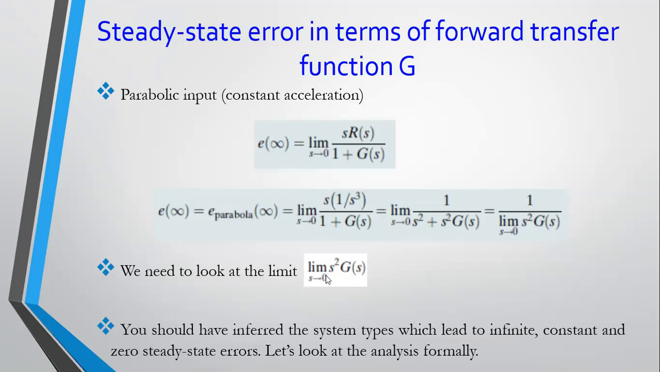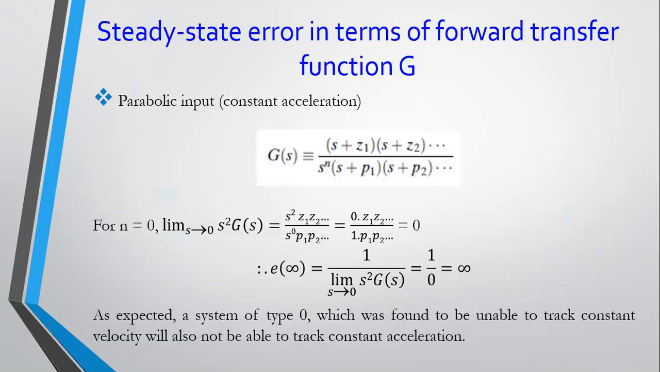Okay, so we need to study this limit here and maybe some inferred system types that would lead to infinite, constant and zero steady state error, but let's look at the analysis formally. But you've seen the trend there based on the step and the ramp, you can infer the trend. So if we were now to consider a parabolic input, this is what we said, you have to analyze this limit of s squared G(s) here.